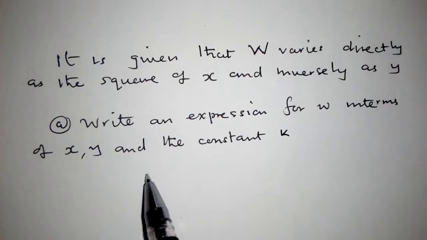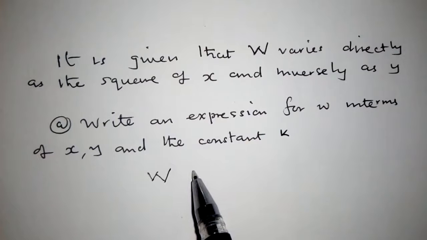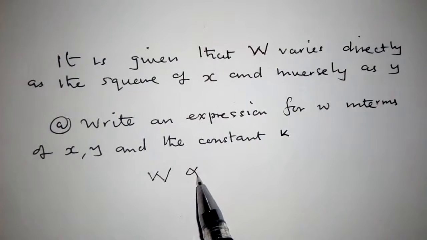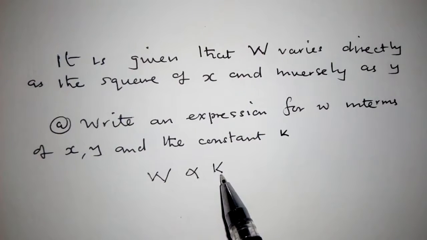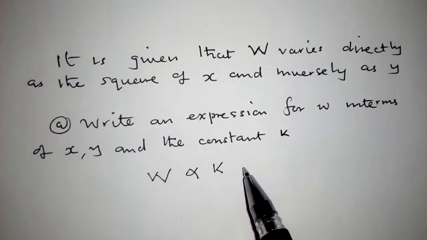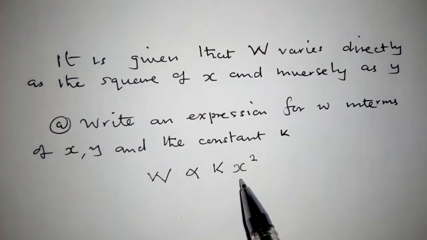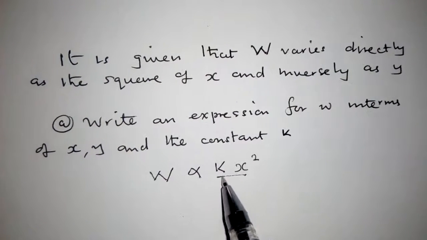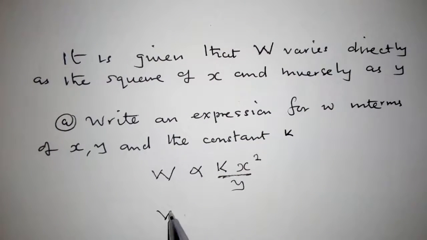So say W varies, okay, directly, so there must be a k. This k means constant, as the square of x. So square, we know it's power 2, and inversely, inverse is supposed to be divided by y. So this may look like this.